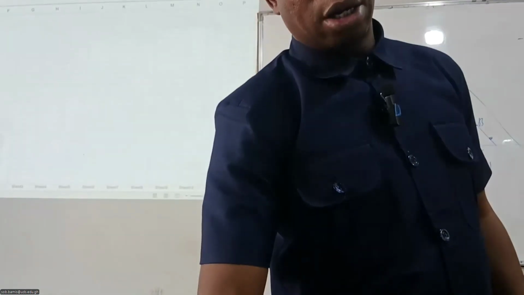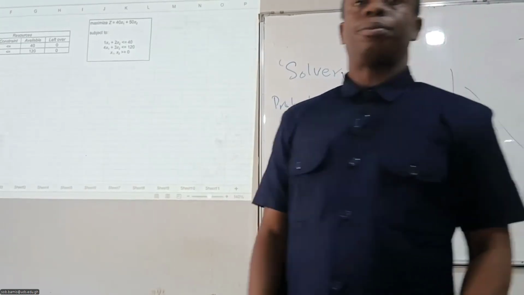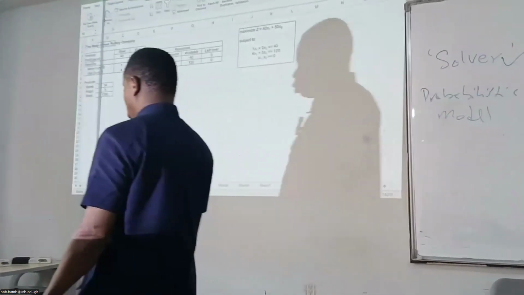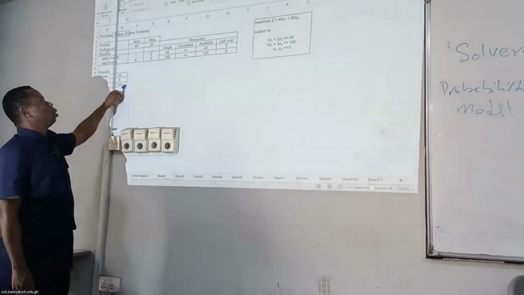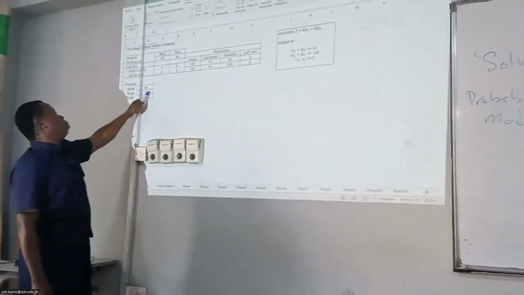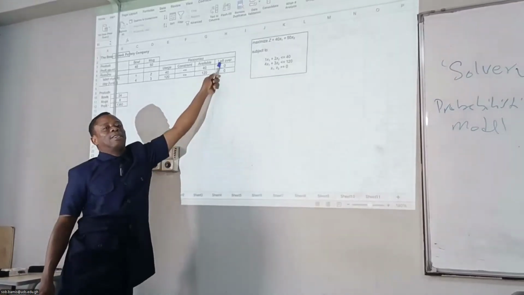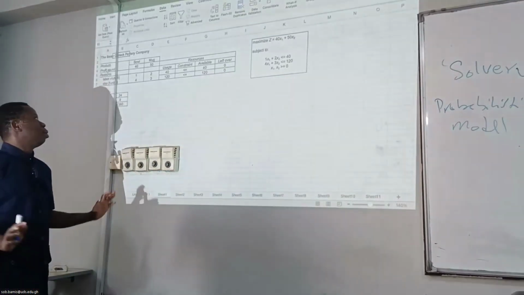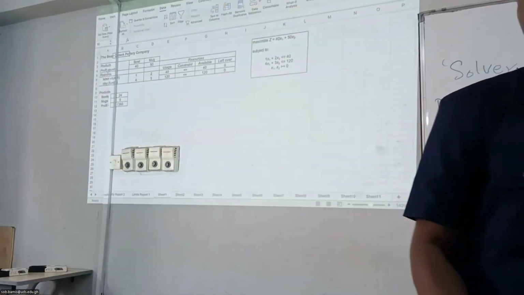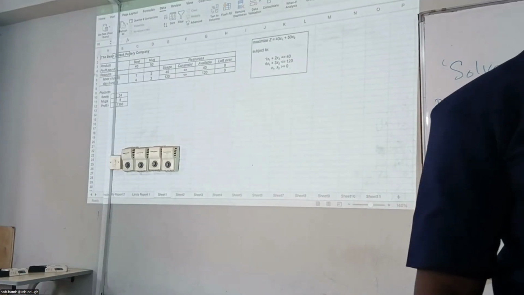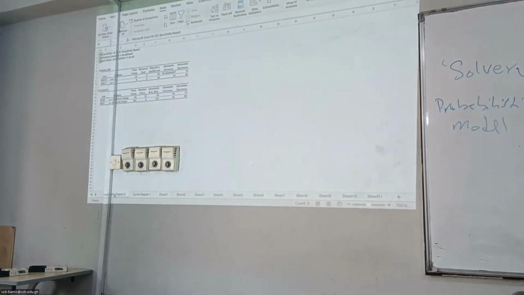So once I click OK, this is what I have. It's been solved. My profit of 1,360, 24 bowls, 8 mugs, no slack. So that's the solution I'm looking for. Now, in terms of the sensitivity report, I have this report.